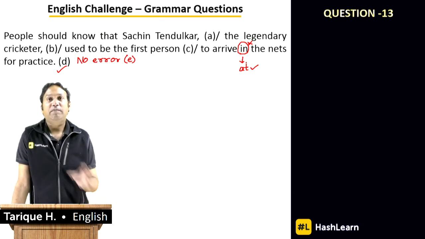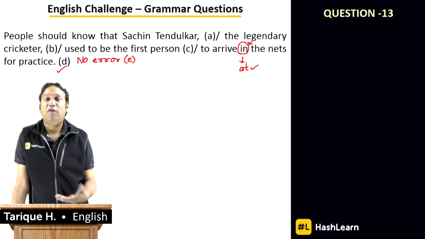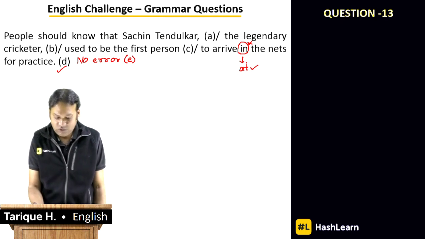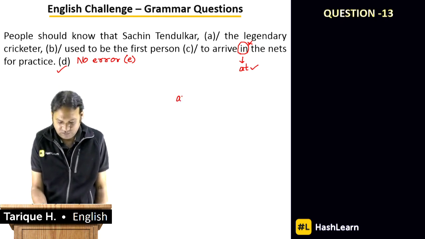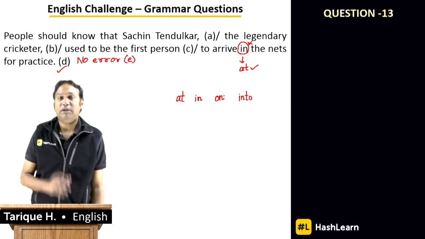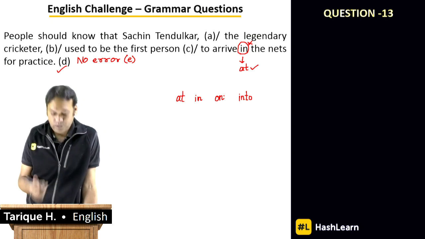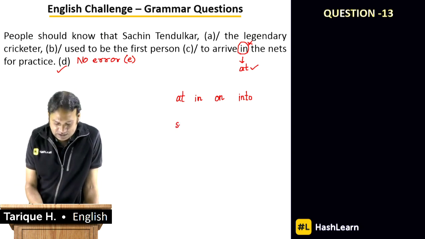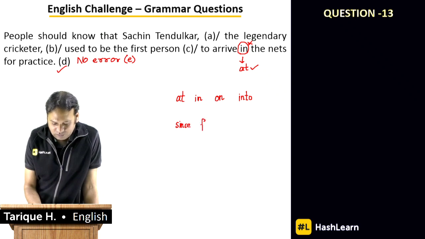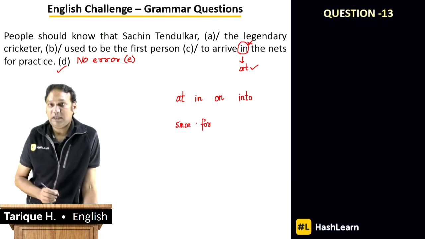So you should have a more in-depth understanding of when we use them. I'll give you the list of prepositions that you should work out: at, in, on, and into. I'm right now not discussing the theory part of prepositions. Maybe I'll do it later, but it's very important for you to know the difference between at, in, on, and into. Also, you should know the difference between since and for. These are also two prepositions that we often see in exams.